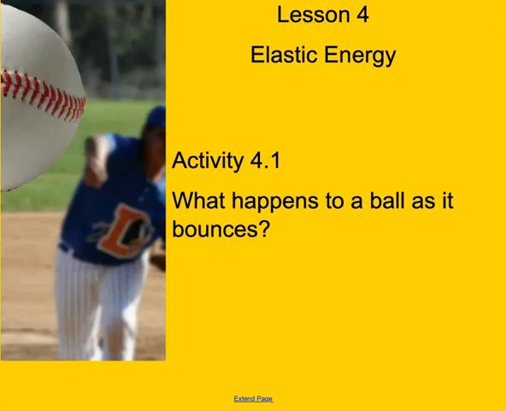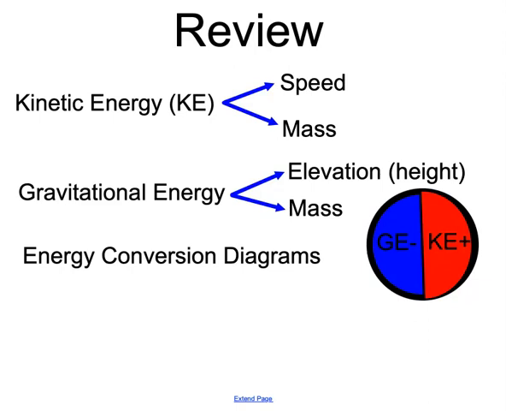So a quick review. Remember, so far, we're in lesson 4, this is 4.1. In lesson 2, we studied kinetic energy, and we found that kinetic energy is dependent on speed and mass, or there are factors that are involved with determining the amount of KE. And then in lesson 3, we studied gravitational energy, and we found that elevation or height and mass help determine how much GE there is. In lesson 3, we also learned about energy conversion diagrams. We drew some of them.